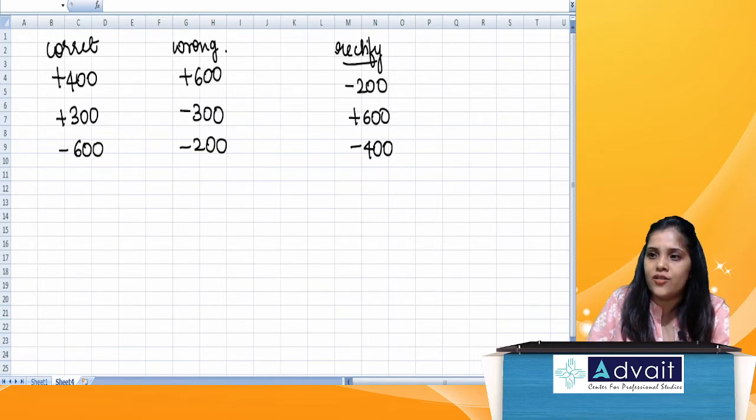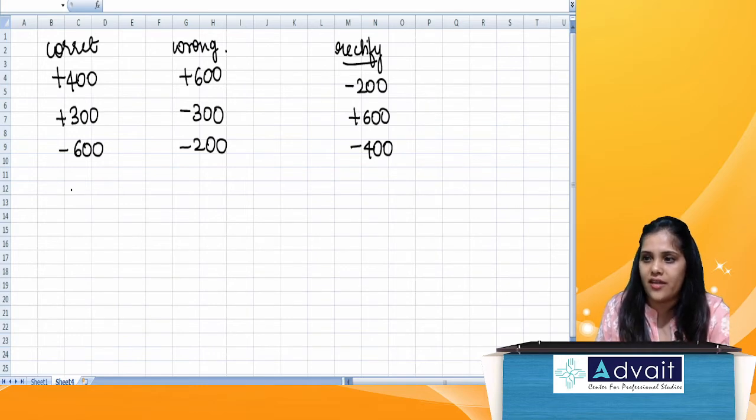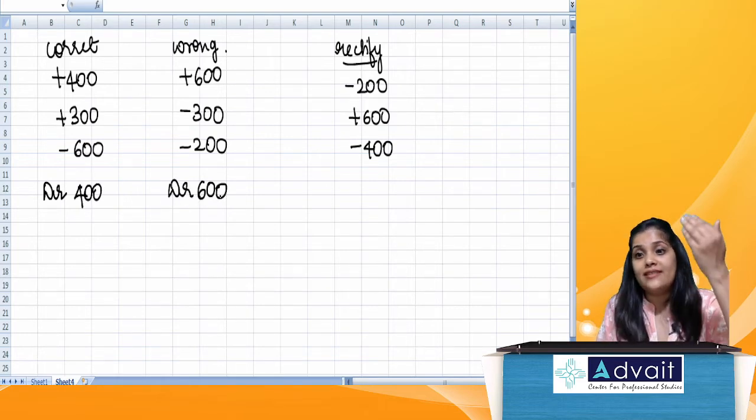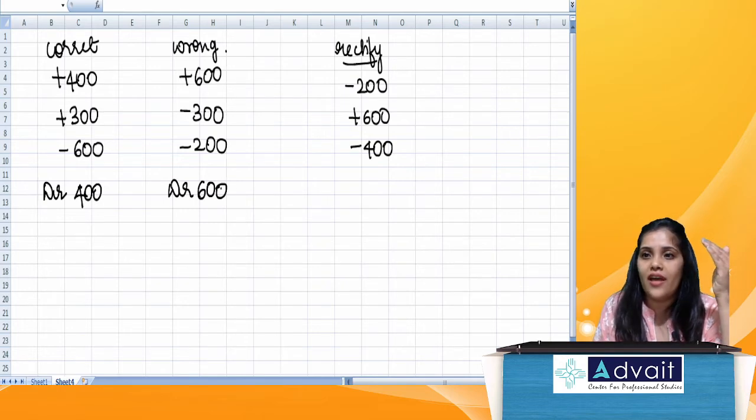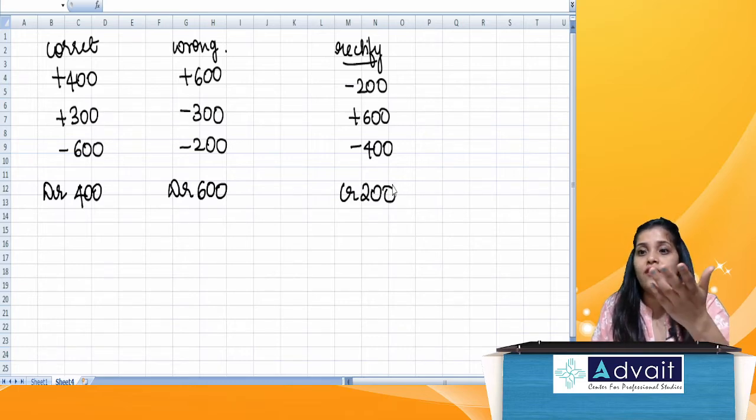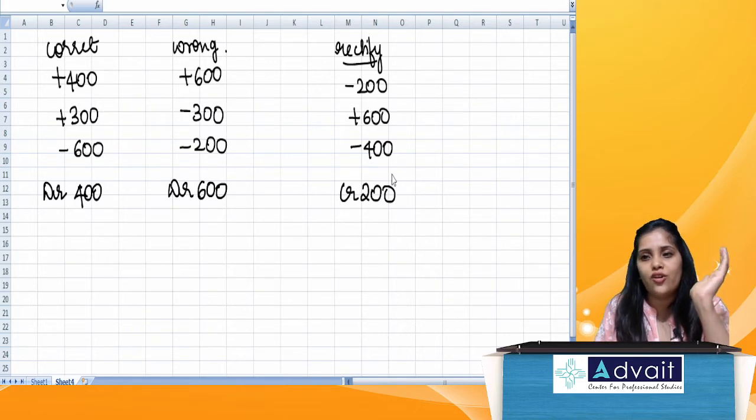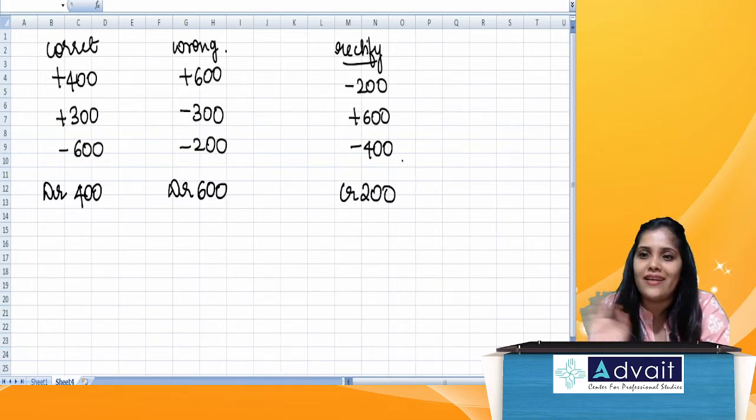Now, let's introduce debit and credit in this. We had to debit 400, but we debited 600, meaning excess debit. So, how will we nullify? By crediting 200. We had to debit only 400, but we debited an extra 200. So, how will we nullify? You should credit 200.